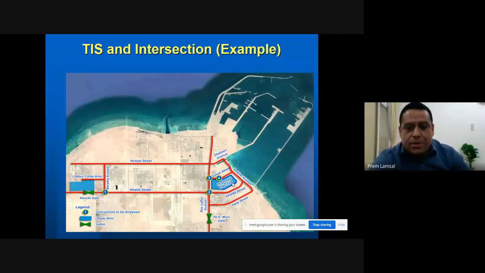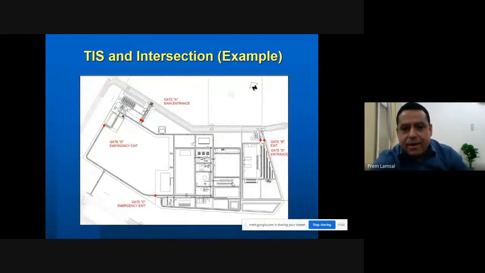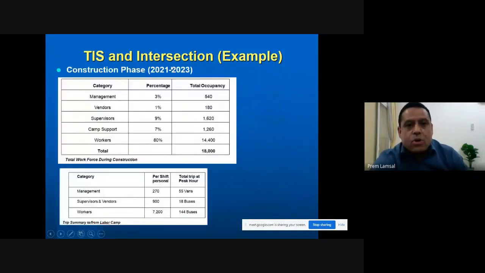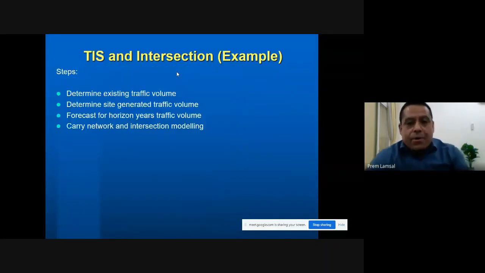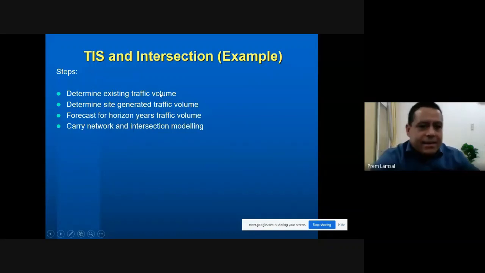Here, this is again the site of my client's petrochemical plant. They were planning to build this between 2021 and 2023. We just completed the design and gave it to them. Now they are in tendering and moving ahead. What I did is determine the existing traffic volume. I asked my client to carry out a third-party survey.